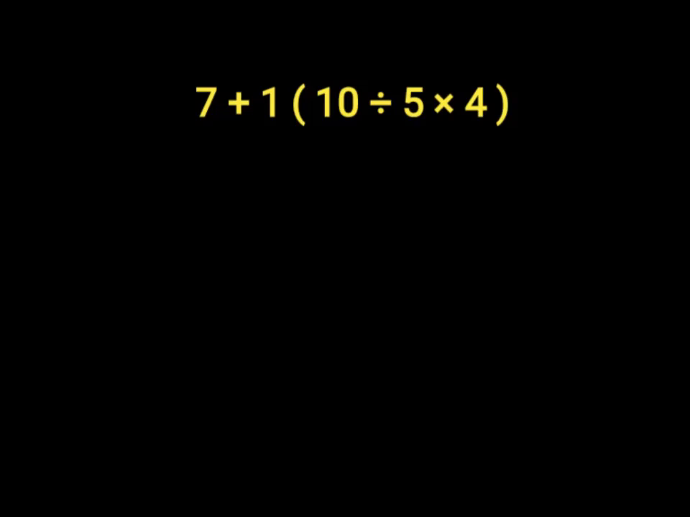7 plus 1 parenthesis 10 divided by 5 times 4. 7 plus 1 will give us 8. Then we have 8 parenthesis 10 divided by 5 times 4. 10 divided by 5 will give us 2. Then 2 times 4. Put it in our parentheses.